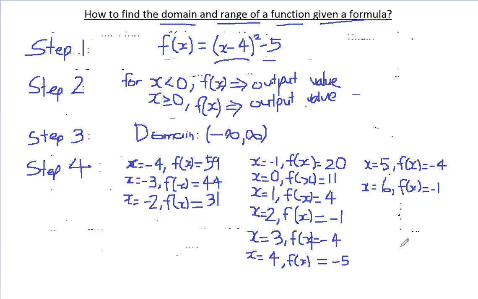So all the way here. As you can see, we start from minus 4 onwards to 0, which is the negative side, and the output value of f(x) decreases. If you notice a pattern here, for the non-negative side, in increasing order, it decreases all the way: 11, 4, minus 1, minus 4, minus 5, until x equals 4. And after x equals 4, it increases onwards: minus 5, minus 4, minus 1.